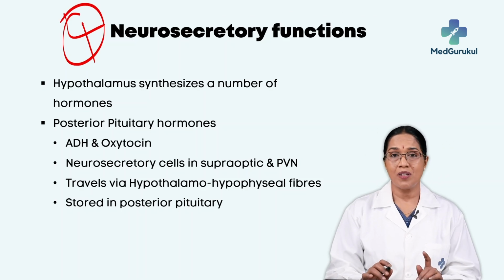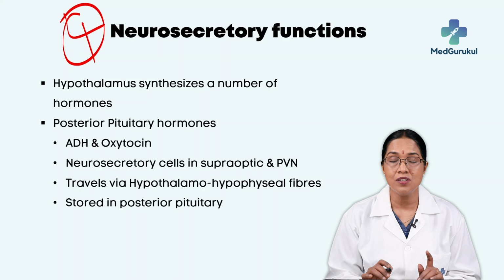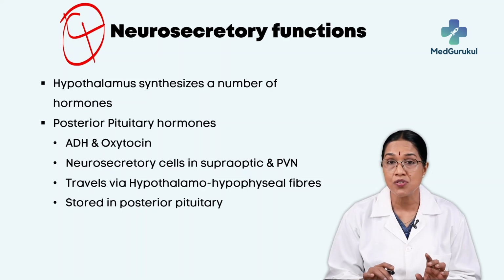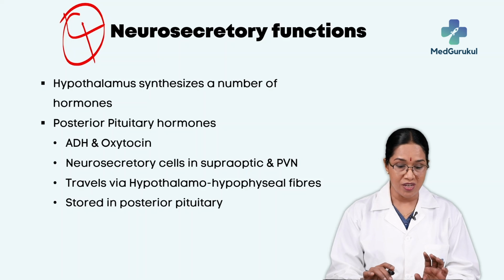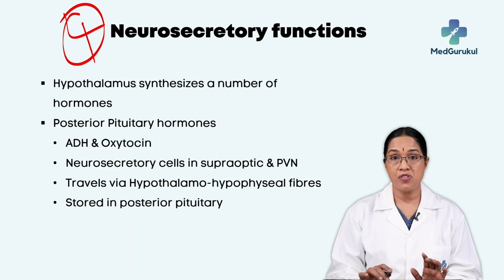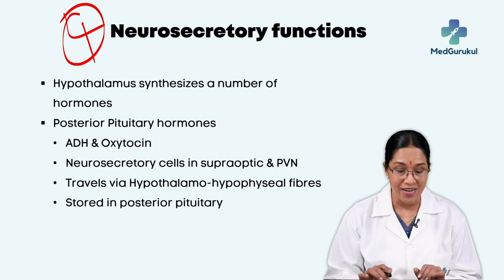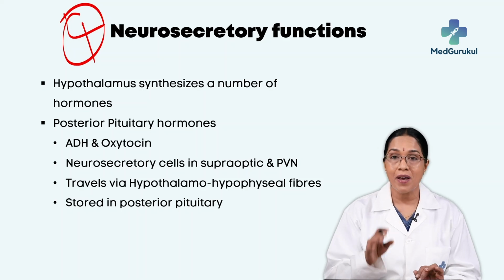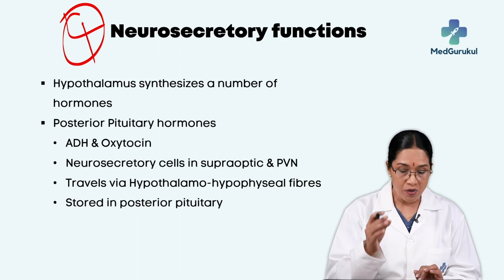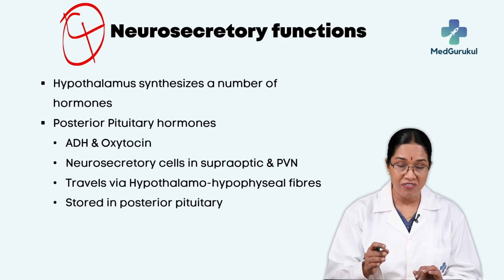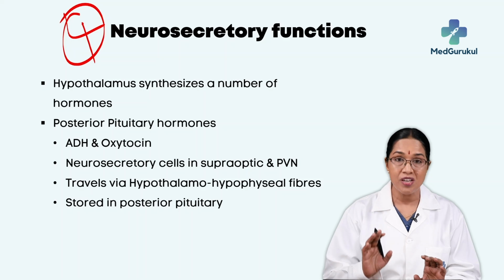You know that the hypothalamus acts as a conduit, isn't it? Conduit between what? Between the neural and the endocrine systems, which is through the hypophysis or the pituitary gland. The hypothalamus synthesizes and secretes a lot of hormones, and the posterior pituitary hormones are ADH and oxytocin. Neurosecretory cells present in the paraventricular nucleus and the supraoptic nuclei travel via the hypothalamo-hypophyseal fibers and get stored in the posterior pituitary.